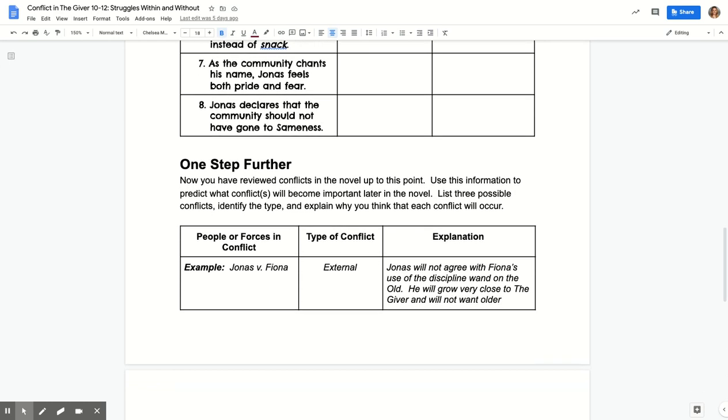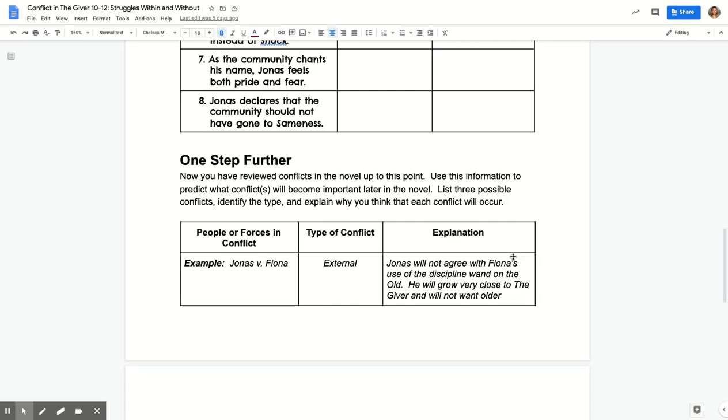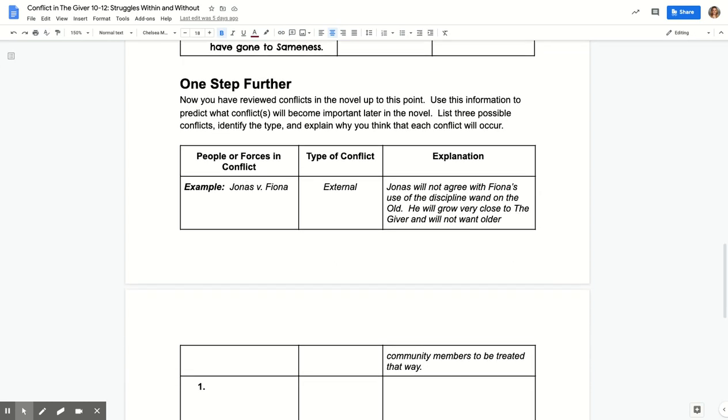Number 7: as the community chants his name, Jonas feels both pride and fear. Go ahead and type in your answers. Number 8: Jonas declares that the community should not have gone to sameness. All right, type in your answers. Right now, down here below, we have the one step further.